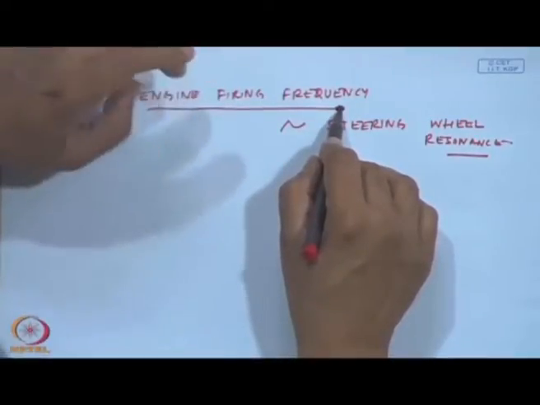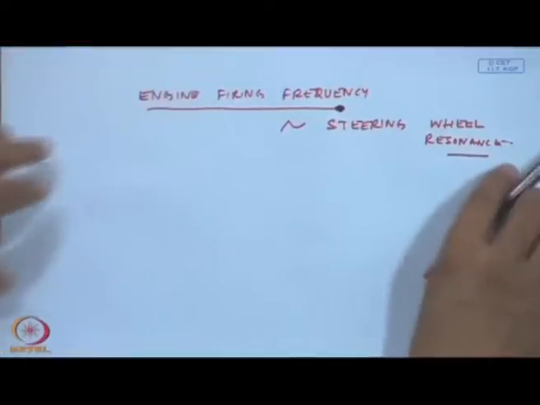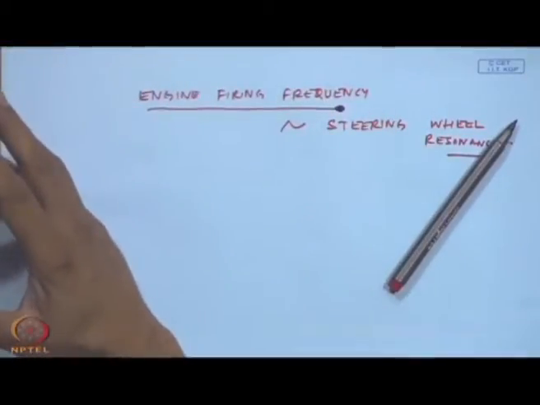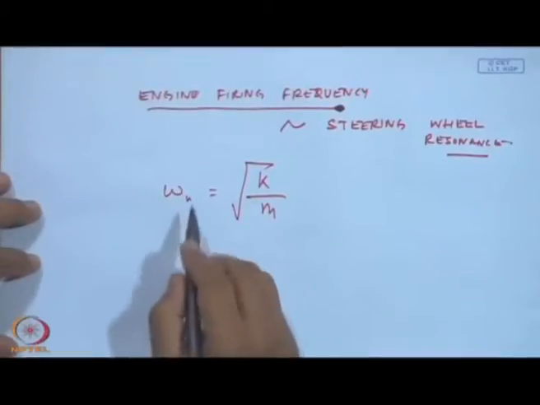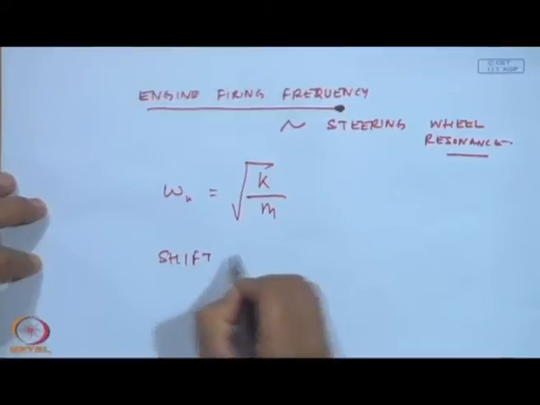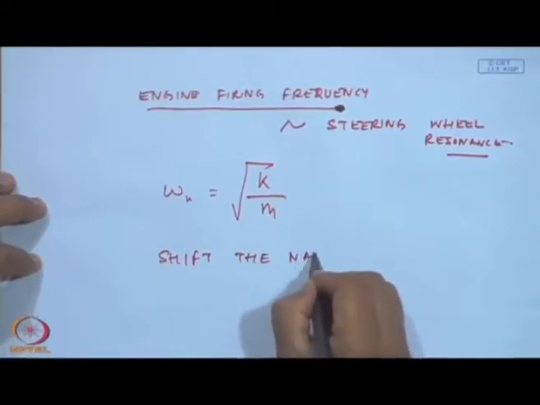So, if the engine firing frequency cannot be changed, all I can do is change the steering wheel's resonant frequency, and that is how it was done using the finite element methods. We can design the attachment locations. Okay, we can change it. You can see this is a 3-spoke steering wheel as opposed to a 2-spoke steering wheel. Just by changing the design of the steering wheel, we will change the natural frequency and shift the natural frequency away from the forcing frequency.